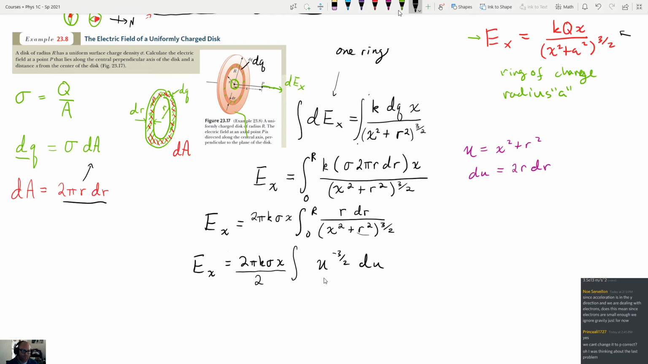All right, what do we have? So when r is equal to 0, u is equal to x squared. And when r is equal to big R, u is equal to x squared plus R squared. So let's see, the 2's cancel. And then for this integral, you add 1 to the power, negative 3/2, so negative 1/2.